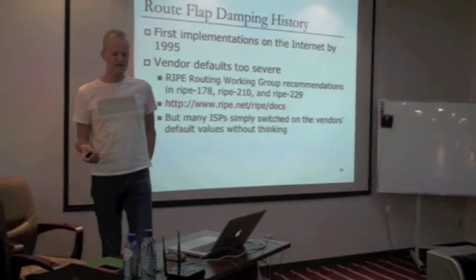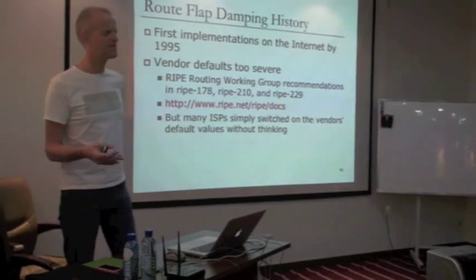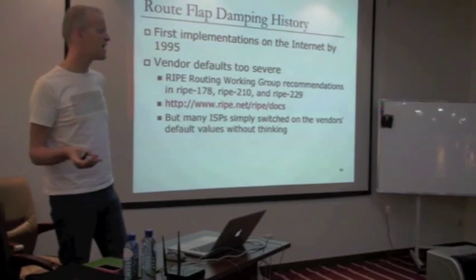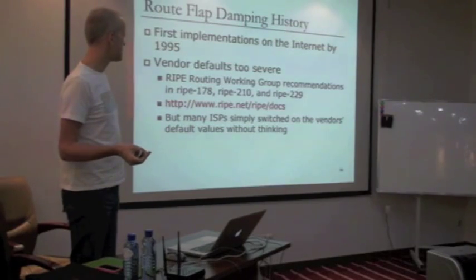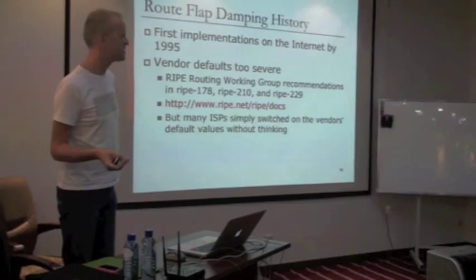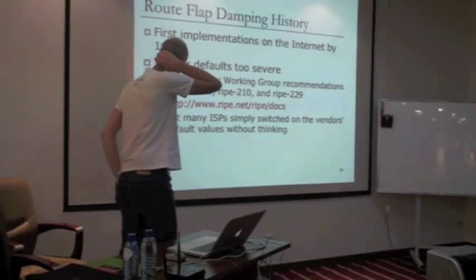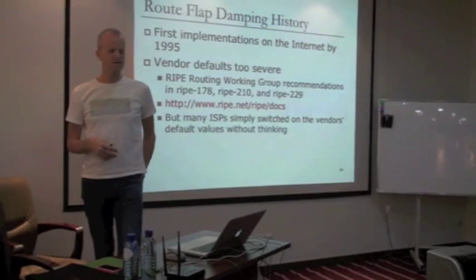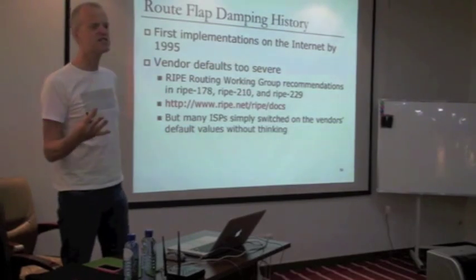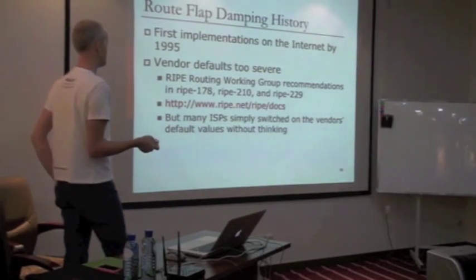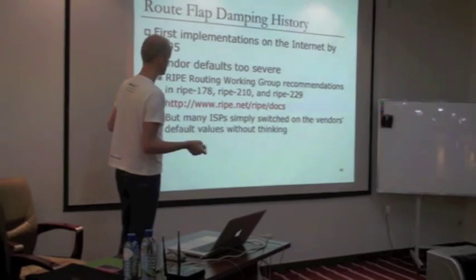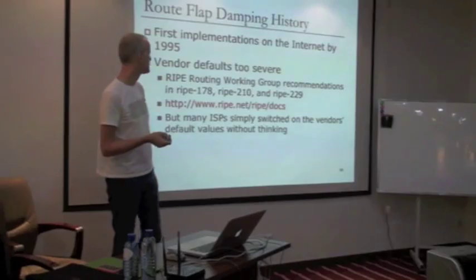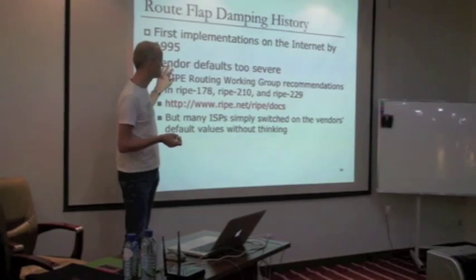Well, that's okay, but that's hard to explain to people. If your prefix has flapped three times and you're gone for an hour, and your customer's trying to get to the site, what do you tell them? You say, sorry, it's flap damping, we have to do it. The customer doesn't know what this is, they just see their connection to the internet. It just means to them that you disconnected them for an hour. The vendor defaults were too severe.